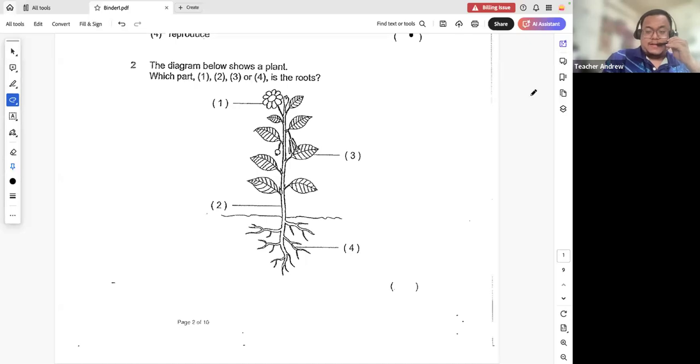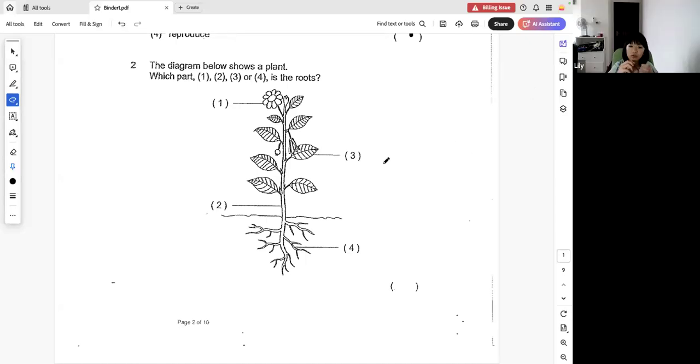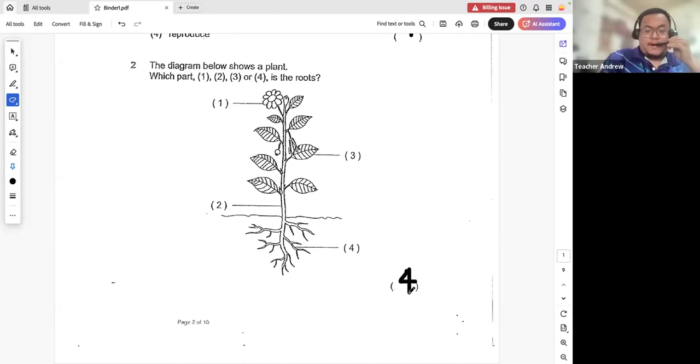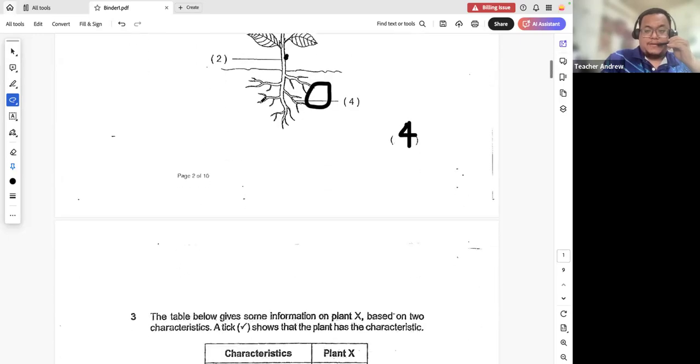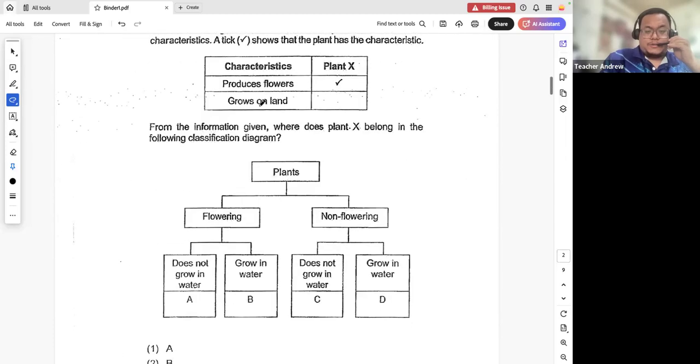All right, Lily. It's four, it's the roots of the plant. Very good. Yes, you're right. Four, this is a root of plant. This is the stem. This is the leaf. This is the flower. Well done. Excellent. Thank you, Lily. Question number three.